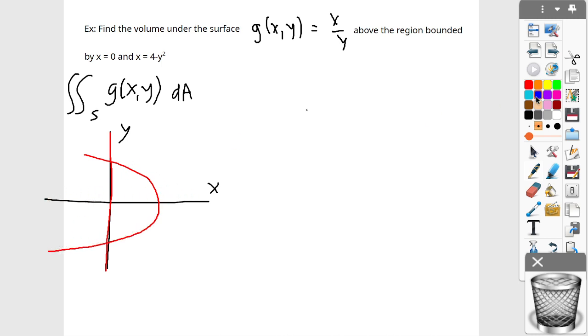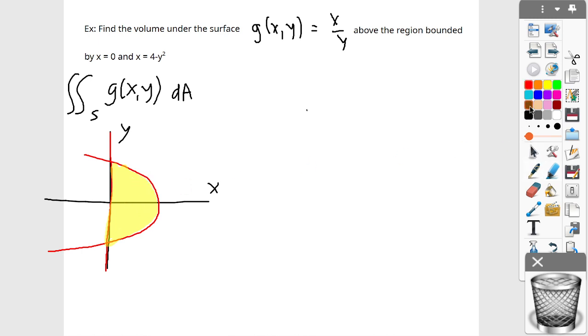Right? So it's pointing in the negative x direction. I'm going to shade the region, which is this region right here. It's bounded by this region. Pretty nice region. Alright, so is this x simple or y simple?